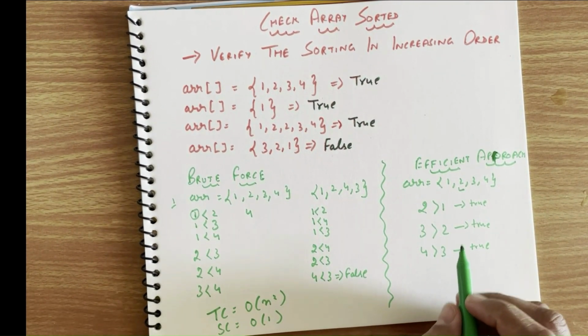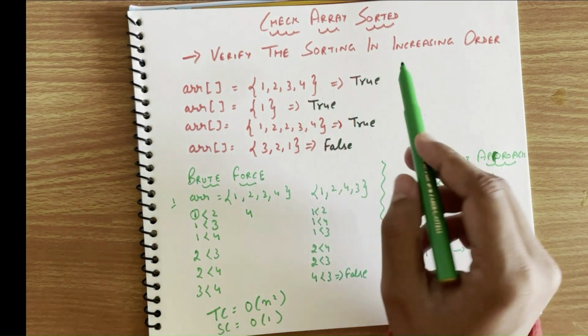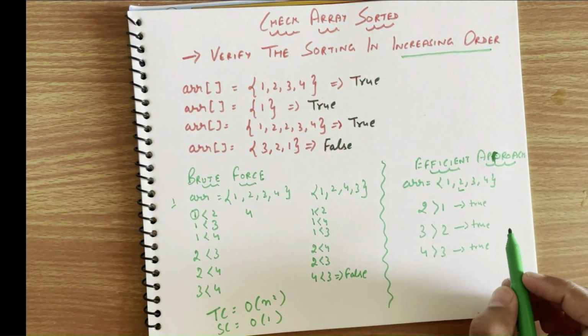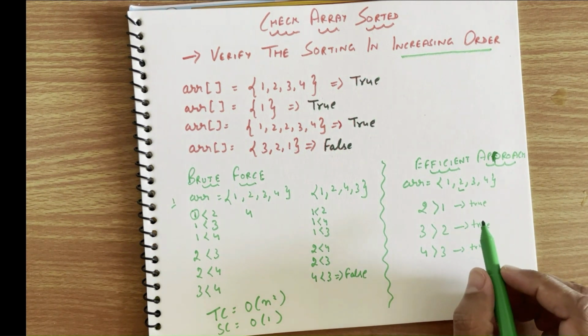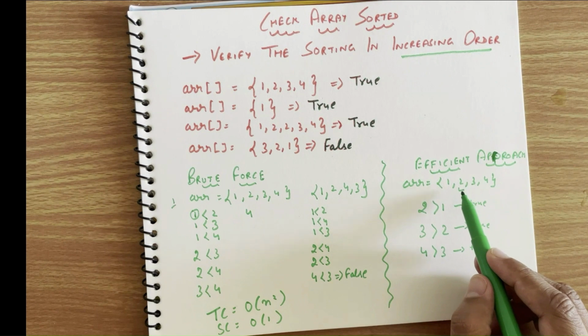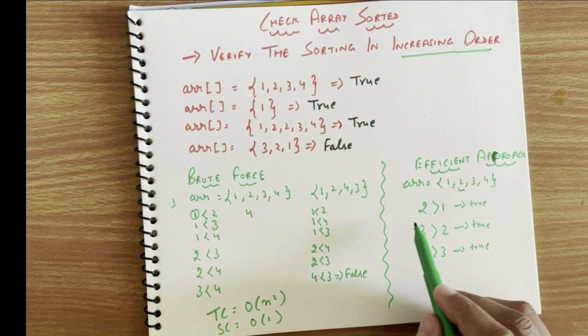Okay, so as our array, we already know that our array is sorted in increasing order. Whatever array is given, it should be sorted in increasing order. So we will take advantage of that and we will pick one array element at a time and compare it with its previous array element.